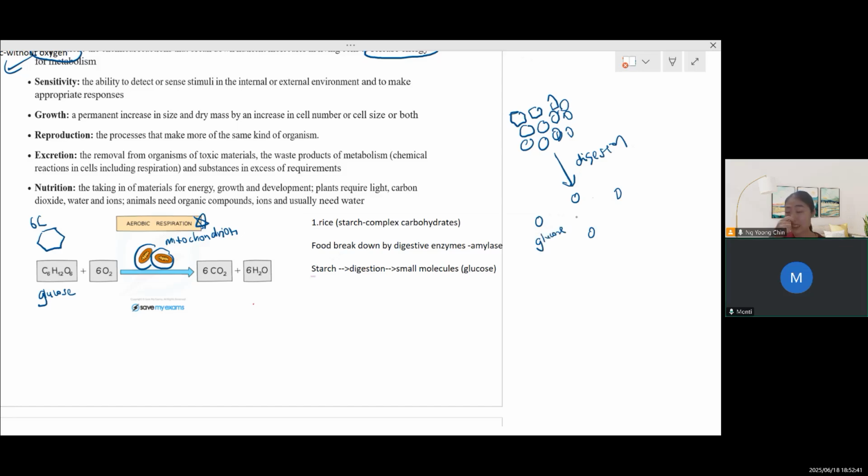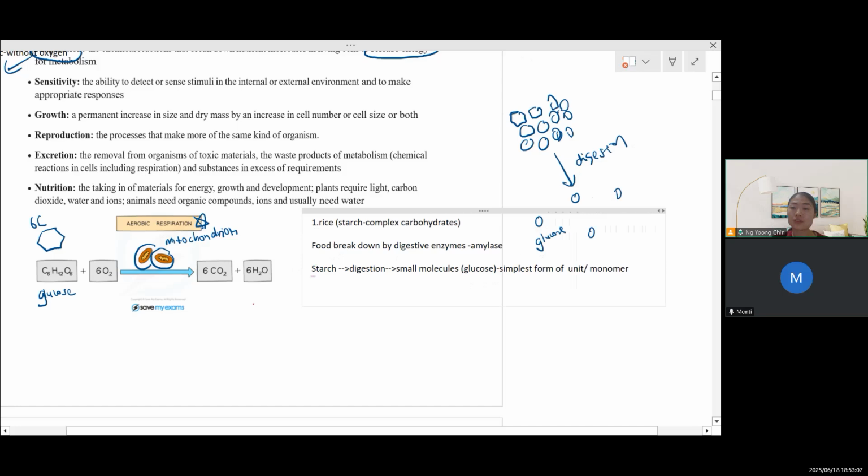Okay. Yeah, so this glucose is the simplest unit. Sometimes they will call it the monomer. Have you heard of it? Monomer. No. Monomer, we call it the simplest form of unit. You just imagine that this is the simplest form of unit.